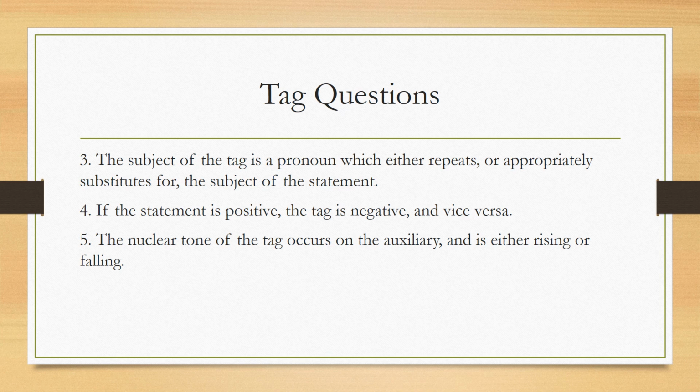Number 5, the nuclear tone of the tag occurs on the auxiliary. So where are we going to put the tone here? The tone is going to be put on the operator of the tag question, on the auxiliary of the tag question. What is the tone that is usually used to produce a tag question? It is either rising or falling, and there is a difference between these tones, which means that producing a tag question with a rising tone is going to be different in meaning and in answer from the question that you produce with a falling tone, and we are going to see how.